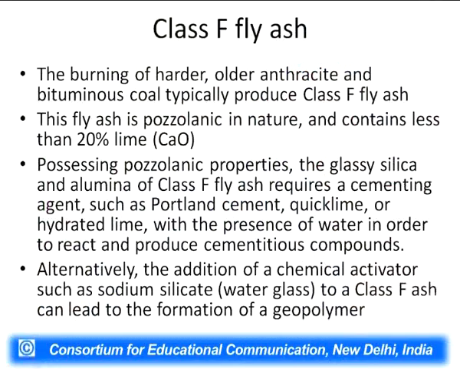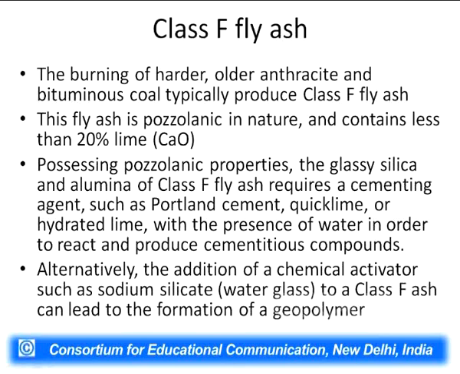So what is class F fly ash? Basically class F fly ash is generated when we burn harder, older anthracite or bituminous coal. This fly ash is pozzolanic in nature and contains less than 20% of lime. Pozzolanic means it has cementing character, I mean it has some cementing properties.